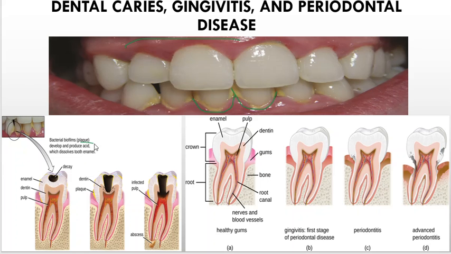Bacterial biofilms, the plaque, produce acid that dissolves tooth enamel. Eventually, they cut all the way through the enamel and get to the inside of the tooth where the root area is, which is where the blood vessels and the nerves are.